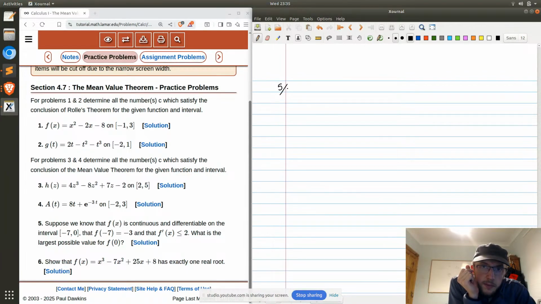Suppose we know that f of x is continuous and differentiable on the interval -7 to 0 inclusive, that f of -7 is -3, and f prime of x is less than or equal to 2. What is the largest possible value for f of 0?